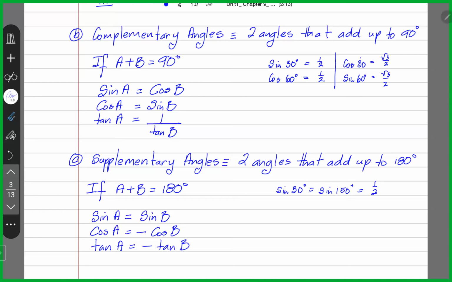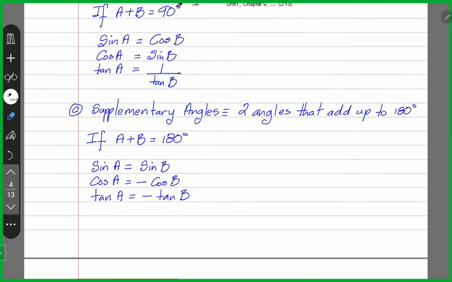All right, let me just erase some stuff. We could erase this if we want to. All right, let's move down a little bit.